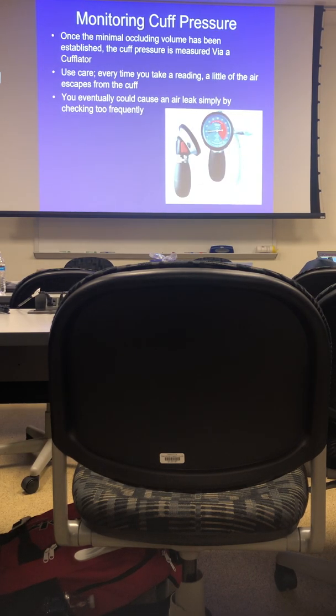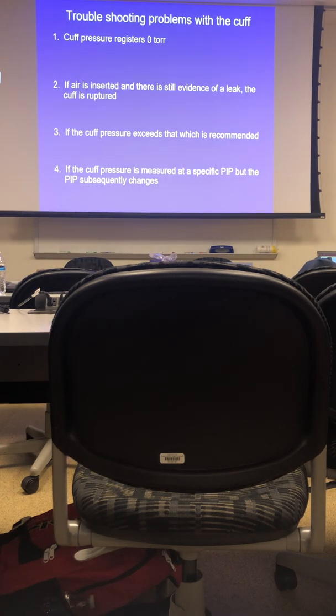Okay, this is your cufflator. This measures in millimeters of mercury. What do we want to keep our cuff pressure at in millimeters of mercury? 20 to 25. And what about in centimeters of water pressure? 25 to 30, good. Good.